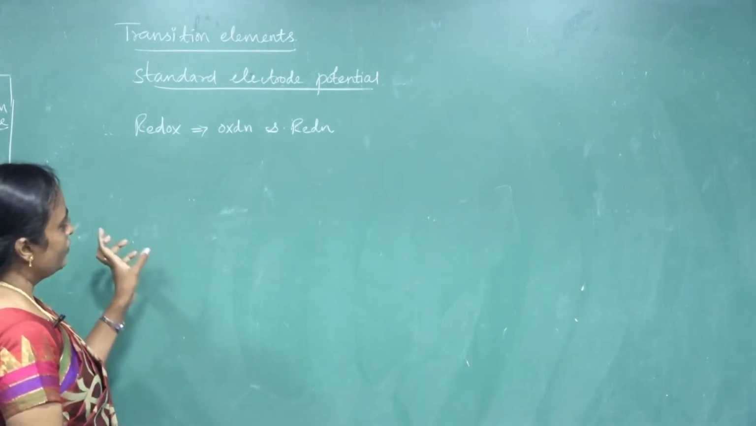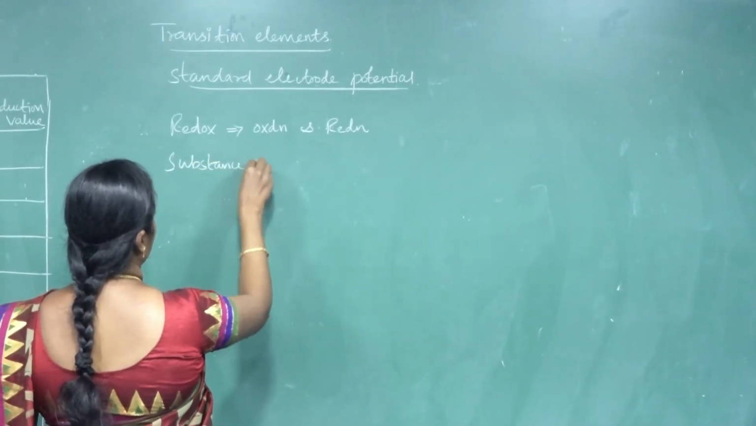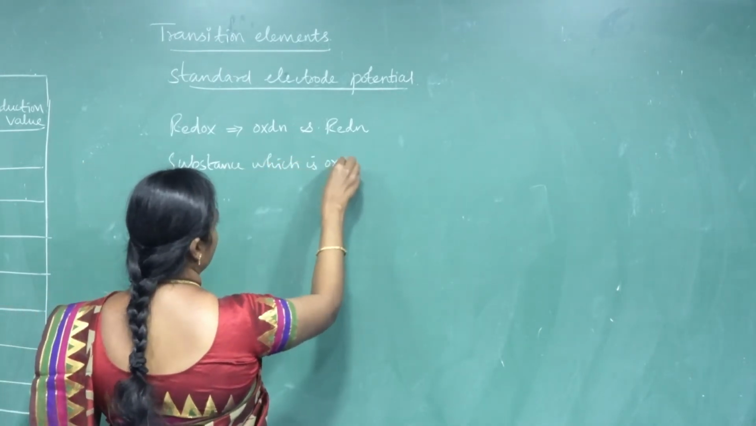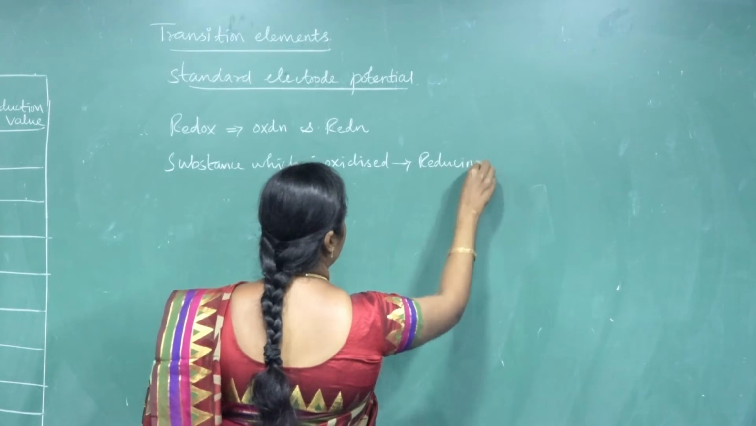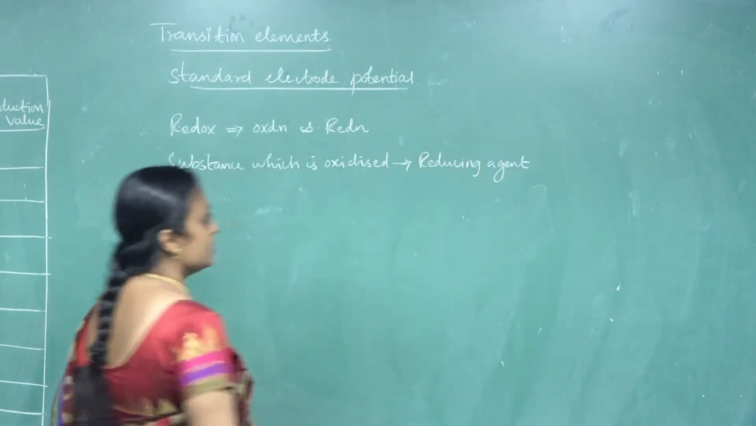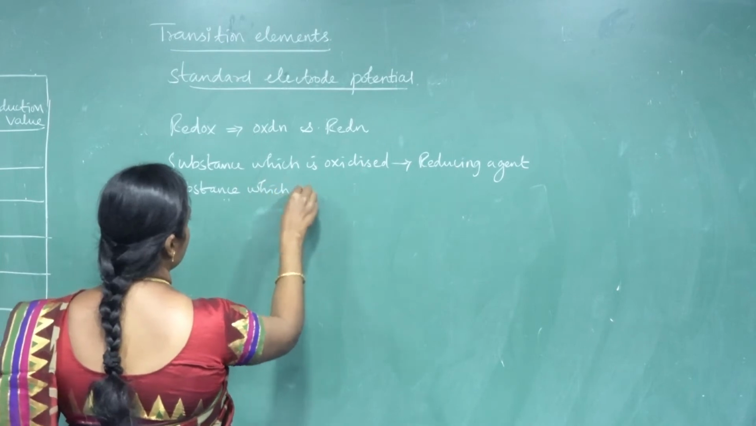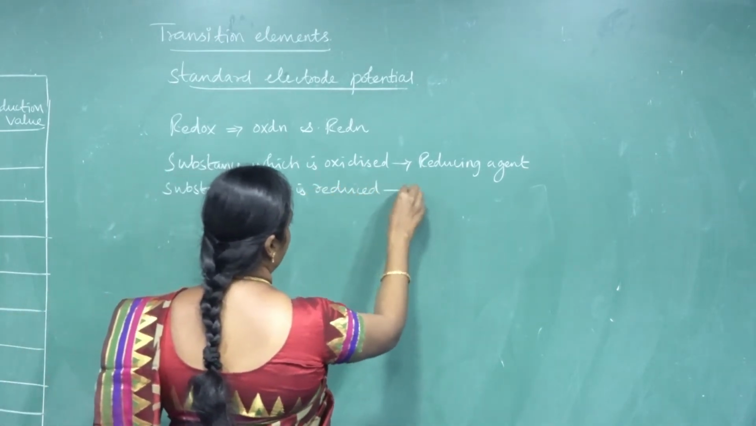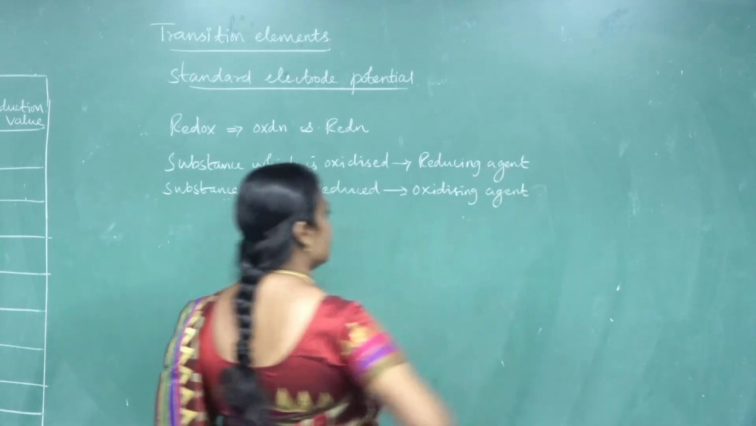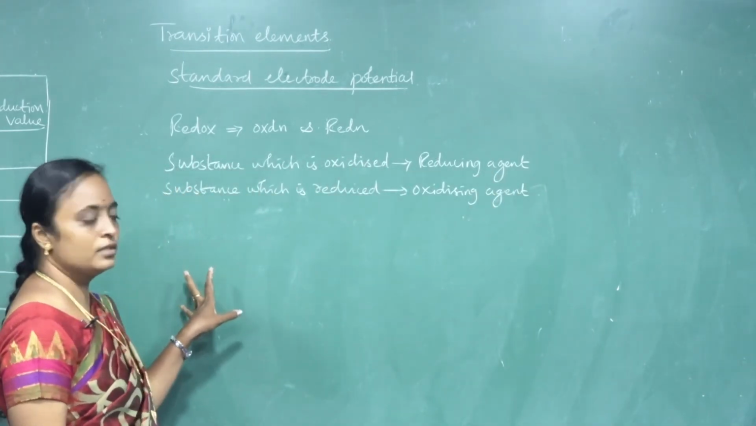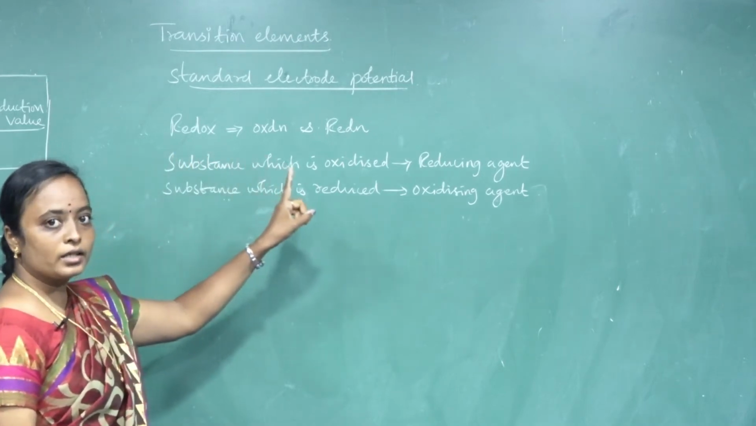Next, in this redox reaction, the substance which is oxidized acts as a reducing agent, and in a similar way the substance which is reduced acts as an oxidizing agent. Generally, the oxidizing and reducing power of a metal is usually determined by the standard electrode potential.